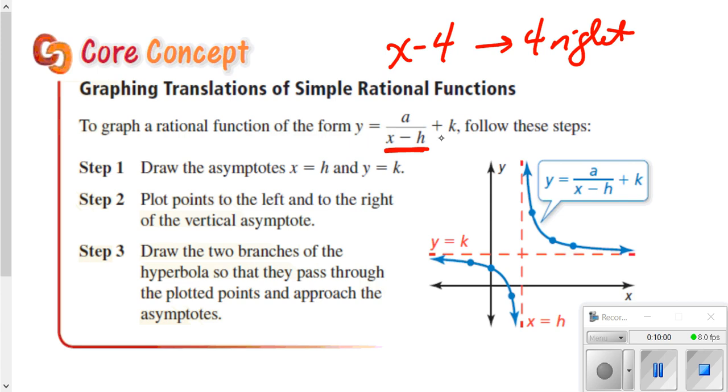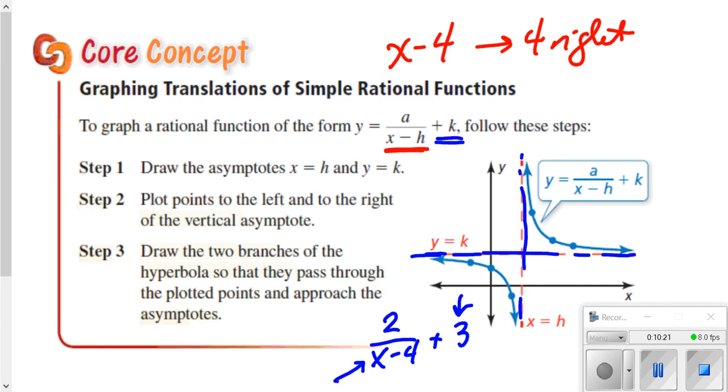And then this plus k, right? If I had a number out there, like say I had 2 over x minus 4 plus 3, this 3 is going to be translating the graph up 3. And that translation up 3 is going to move the horizontal asymptote, just like the slide at the bottom is going to move the vertical asymptote. So the hyperbola gets slid around just like any other graph that we've done all year long.